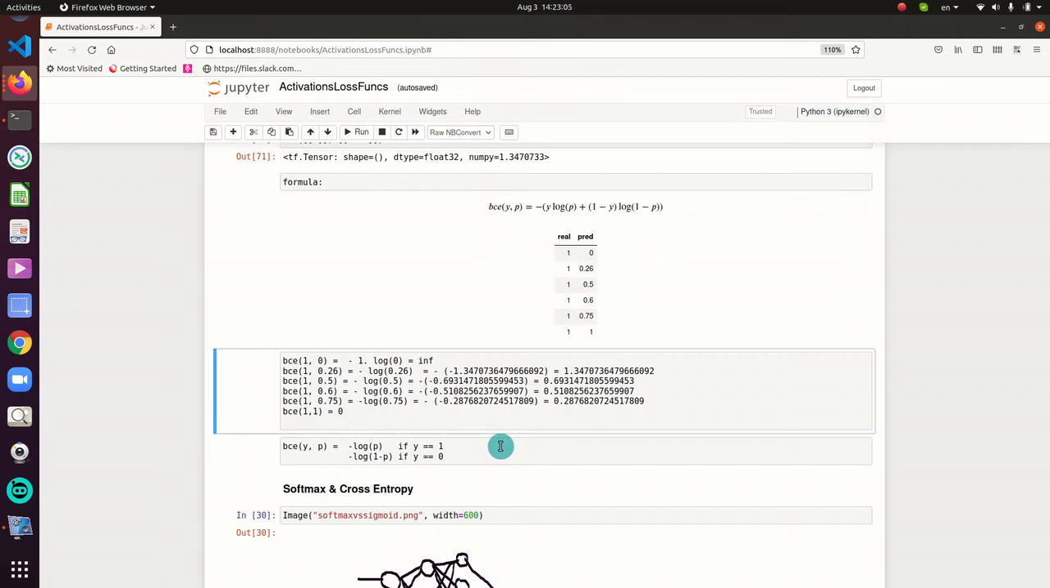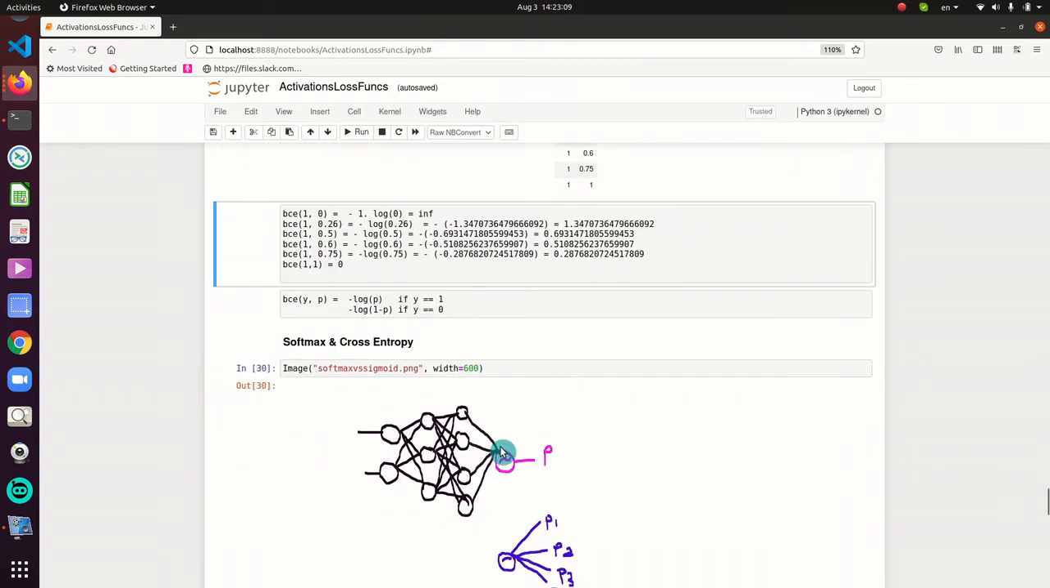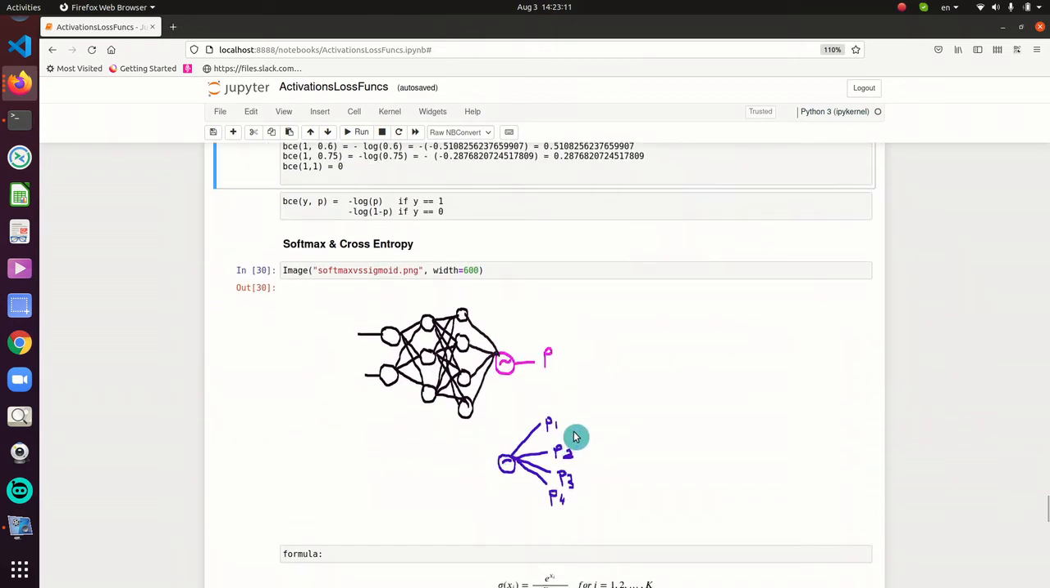This is great if we have two classes. What if we have more than two classes? We need a generalization of sigmoid and binary cross entropy. Here we welcome softmax and categorical cross entropy. So it is something like this. When we want to output only one probability, we output with sigmoids. But if we need more probabilities, we will output with softmax.